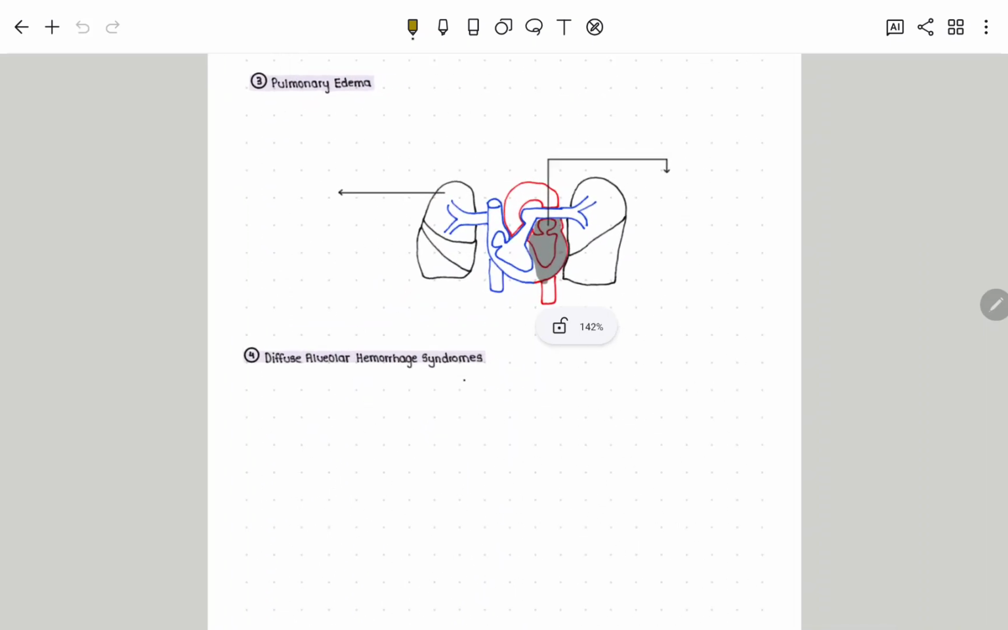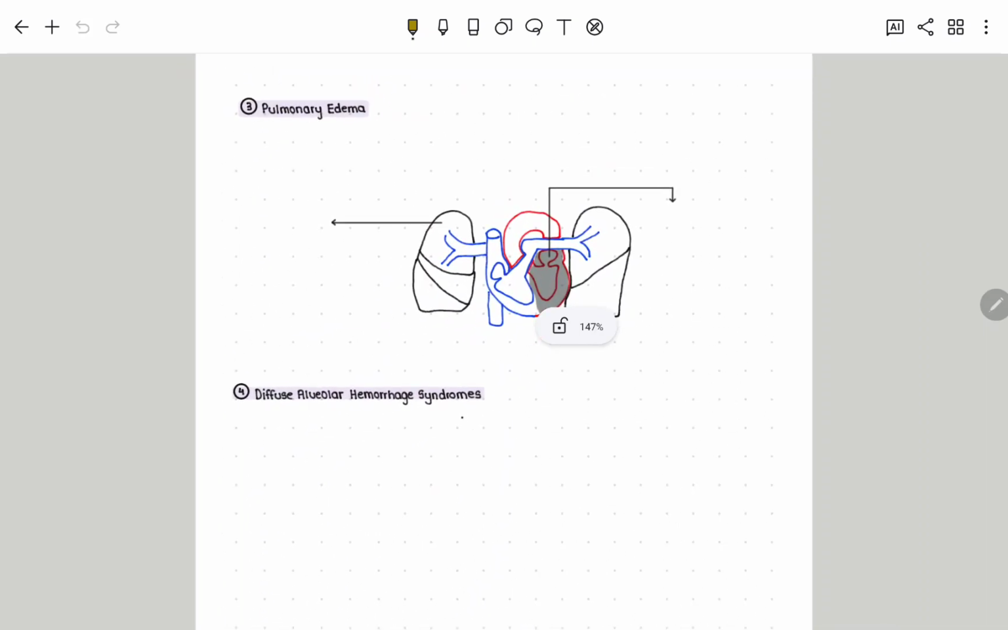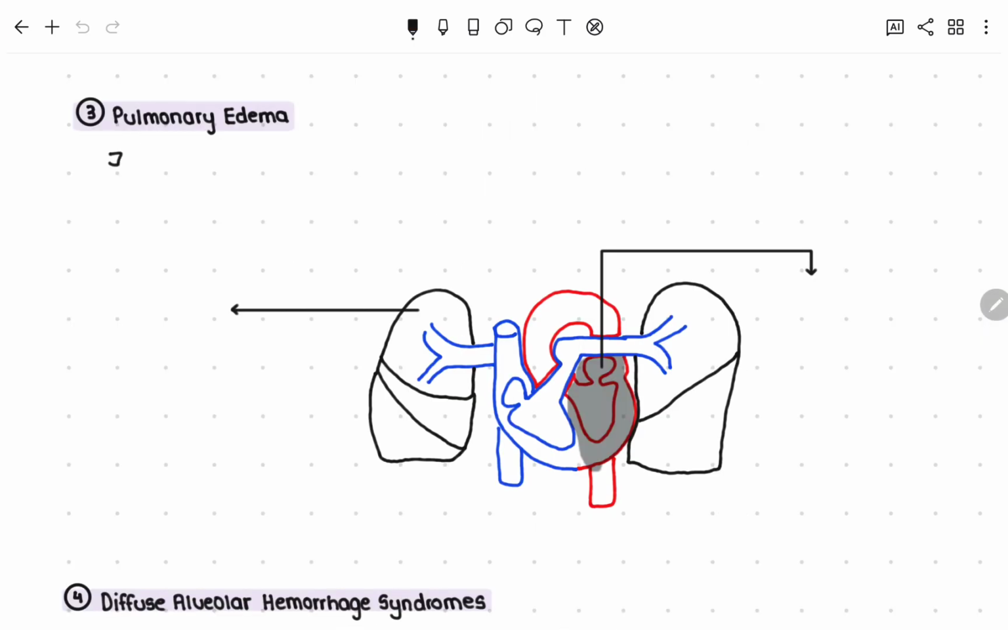And so the last pathology that we need to discuss, the last two rather, coming to the last one, the third one, is pulmonary edema. Now, pulmonary edema is simply defined as the accumulation of fluid in the lung interstitium and alveoli.